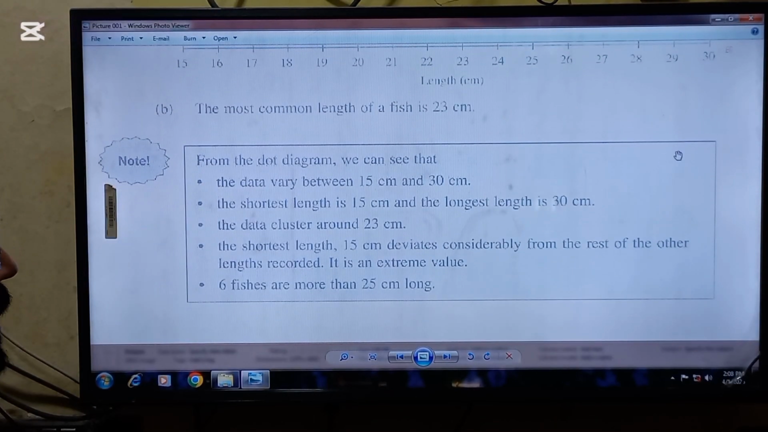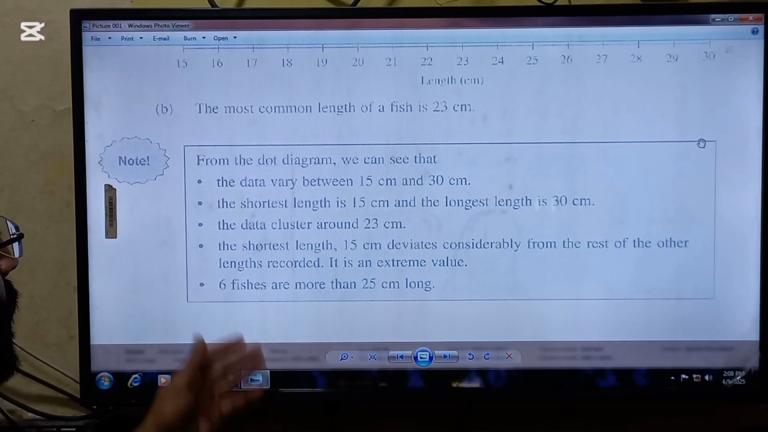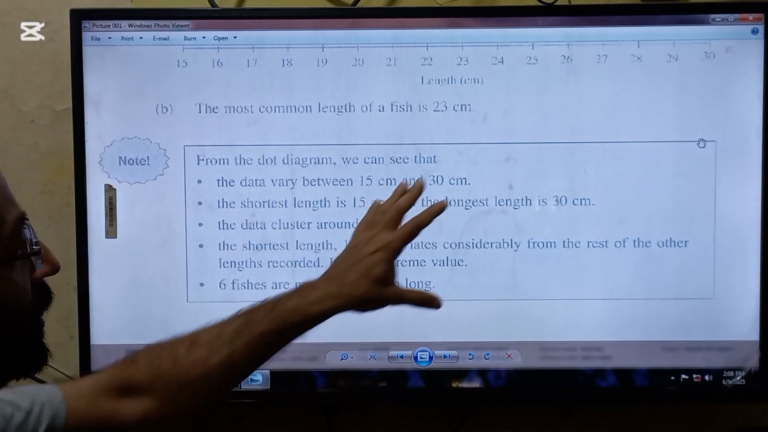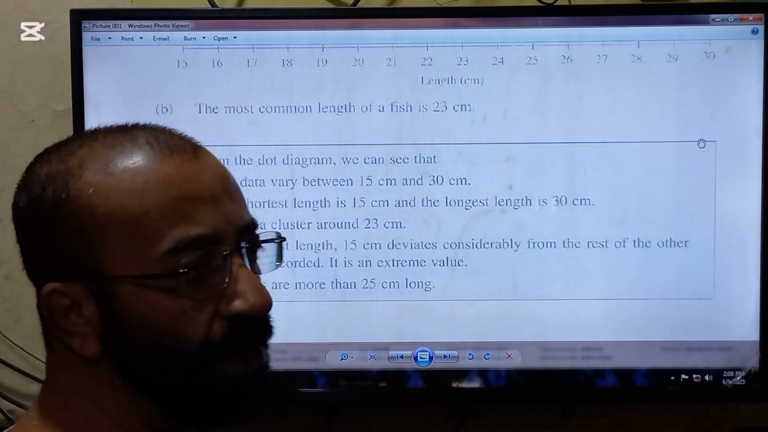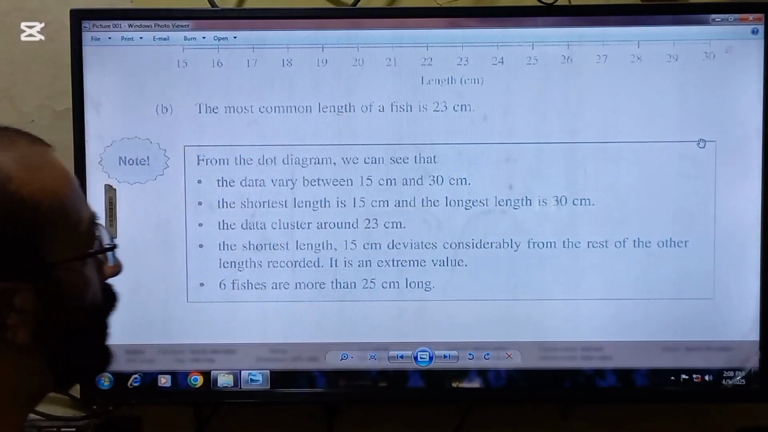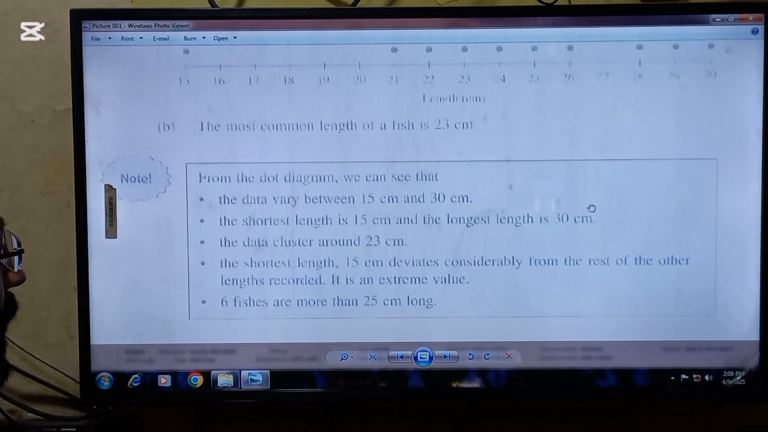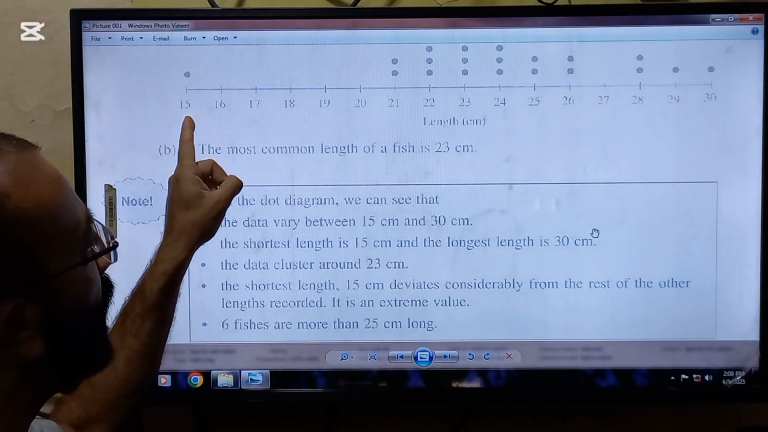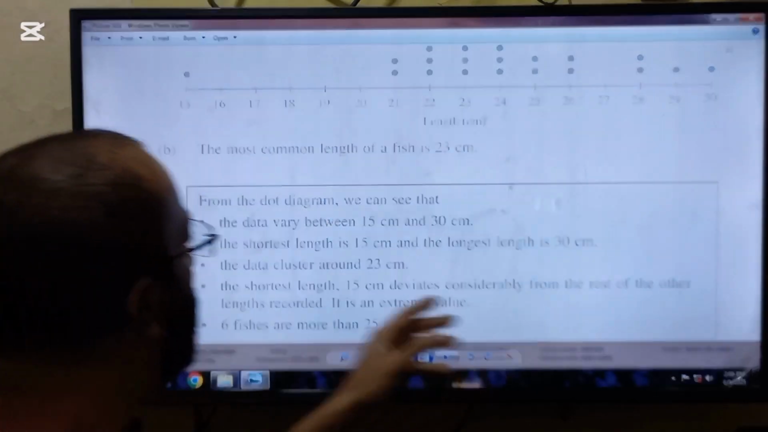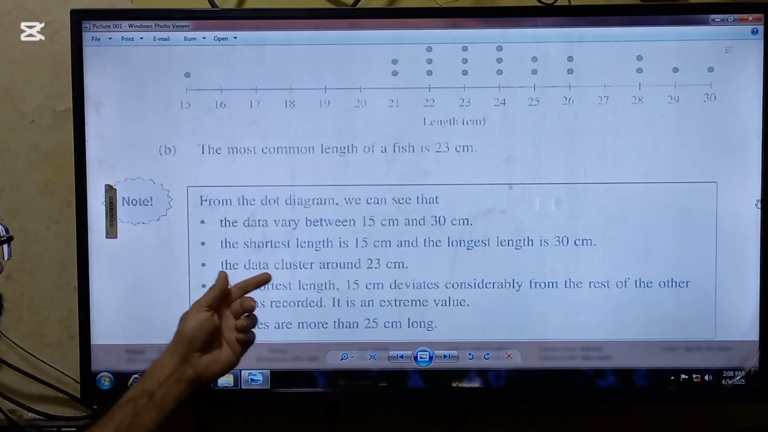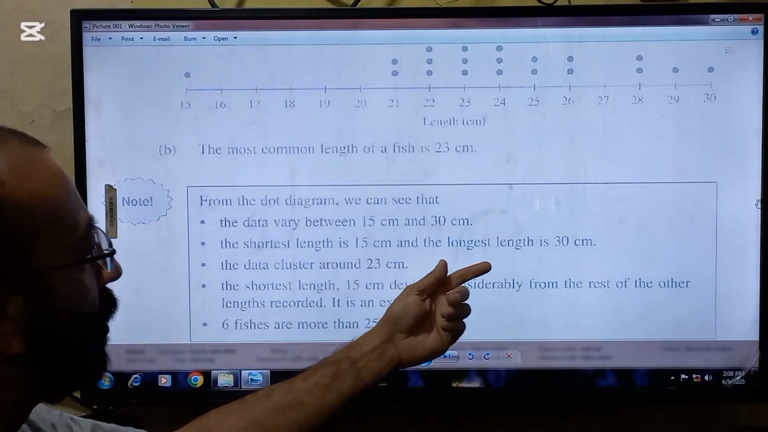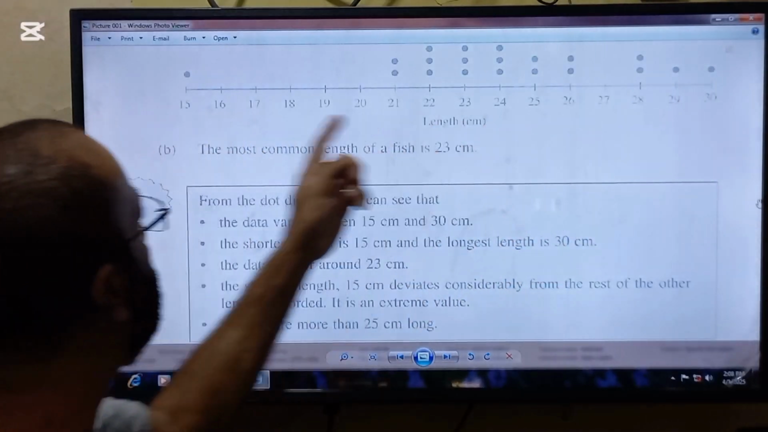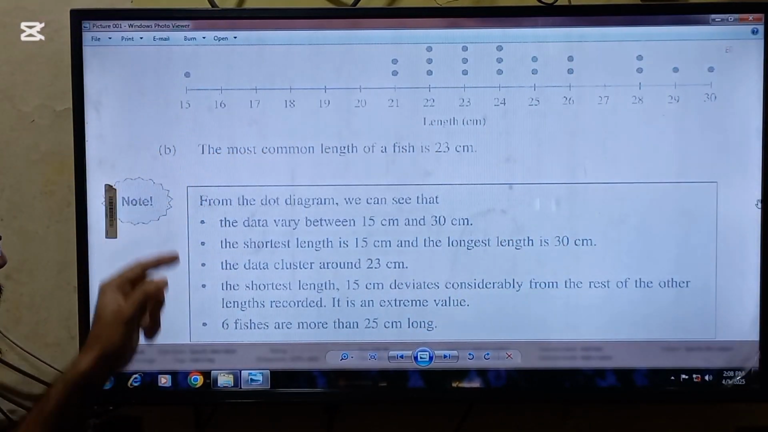From the dot diagram, we can see that the data vary between 15 centimeters and 30 centimeters. These are the points which can be checked in your questions. Your number line shows that the variation of the length is from 15 to 30. So this is the first point. The shortest length is 15 centimeters and the longest length is 30. You can see from here 30 is the maximum, 15 is the minimum.